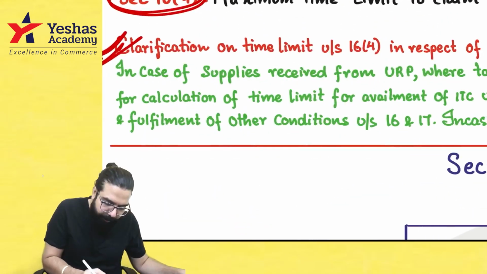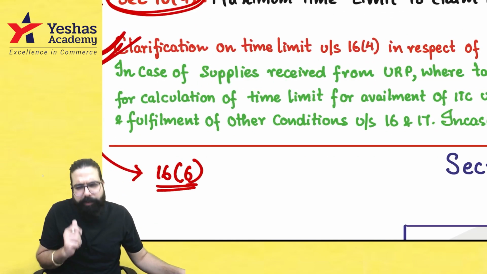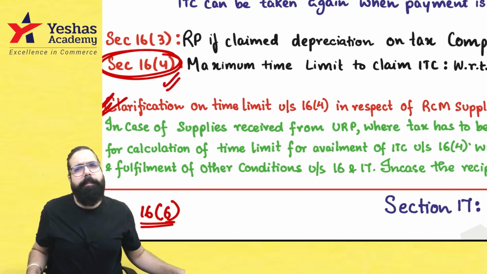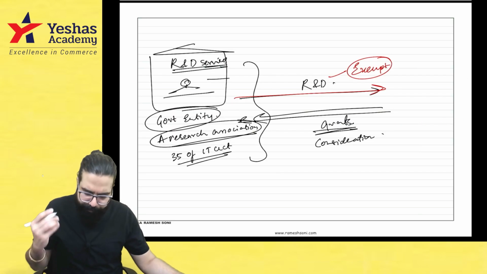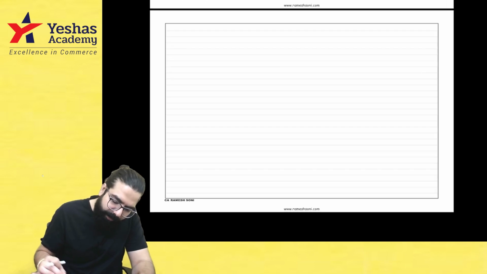Now, after section number 16.4, section number 16.6 has been inserted. Sir, can you tell what section number 16.4 was saying so that I can remember what section number 16.6 is? Yes. To understand section number 16.6, which is the amendment point, first you have to understand what section number 16.4 was saying. Listen.